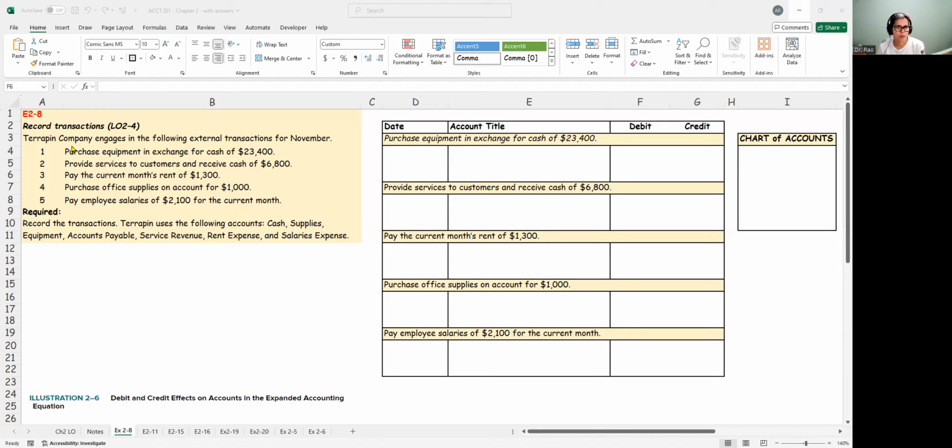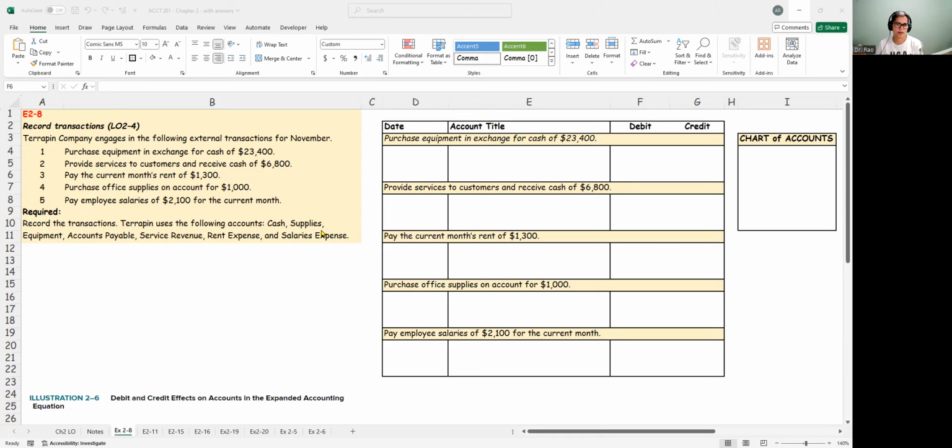Let's start by reading the information presented and see what's being asked of us. So here we have Turpin Company that engages in the following external transactions for the month of November. They've given us 5 transactions. What they've told us to do is to record these transactions. Again, as I said, it's recorded in the book of original entry, which is called the journal, and that's what we have here. Turpin uses the following accounts: cash, supplies, equipment, accounts payable, service revenue, rent expense, and salaries expense.